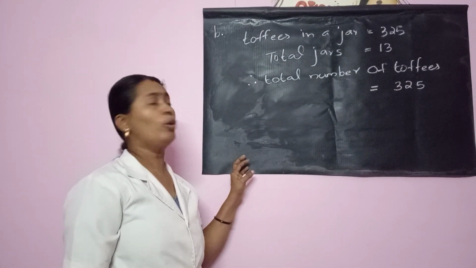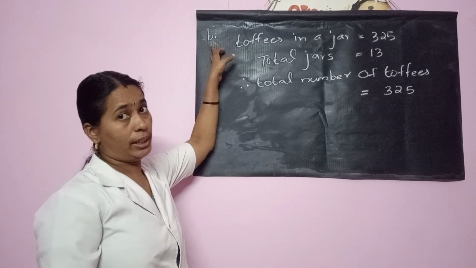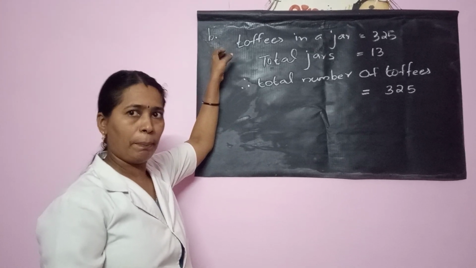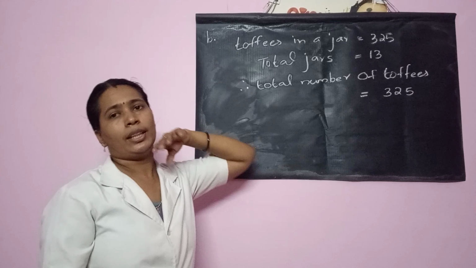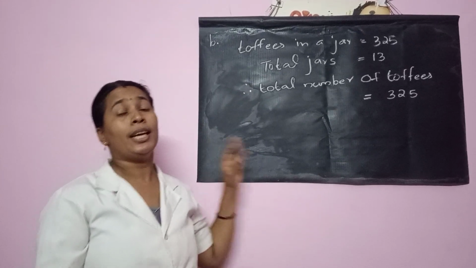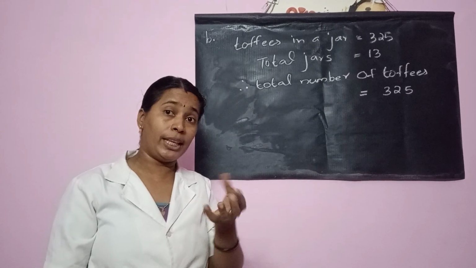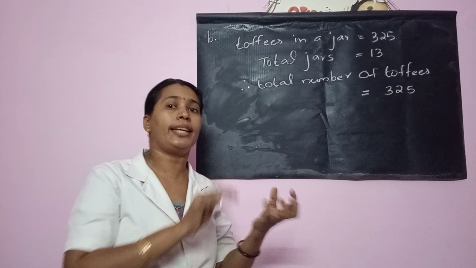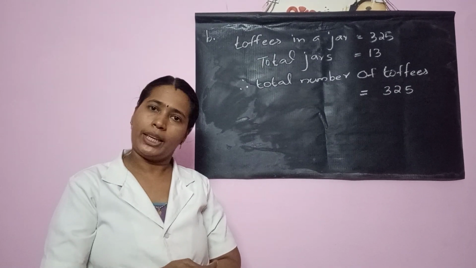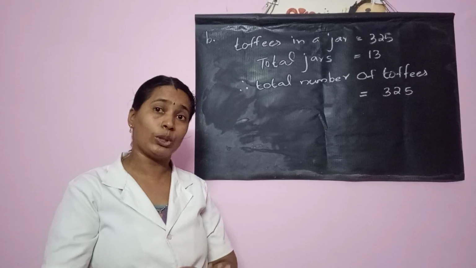Next, let us move to B question. 13th question, sub question B. And in this question, they told you, already we have seen several toffees that are filled in jars in different shops. Have you seen? Yes, we have. We already saw these things.